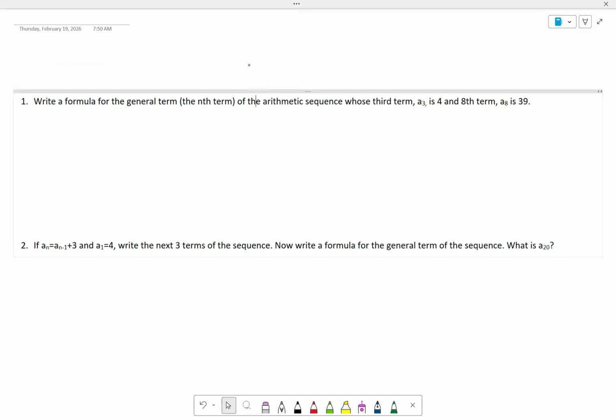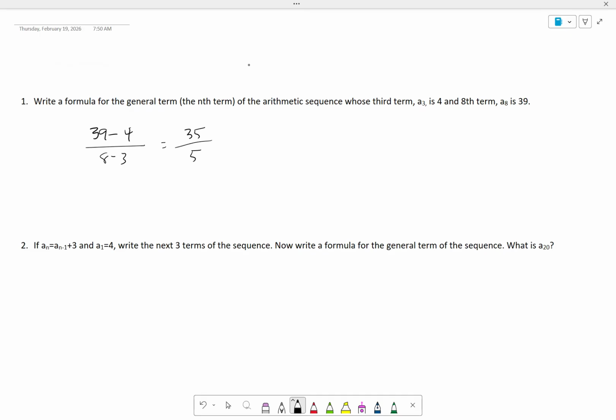Yes, Ron. So you can subtract 4 minus 3 or 39, and then you divide that by 8 minus 3. Okay. And that will get you, in most cases, the slope, and it's the common difference. Nice. So this gives you a seven, so that's the common difference.